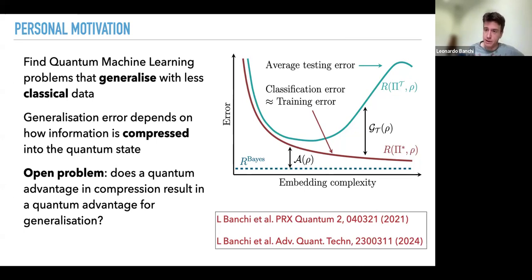What we showed in this series of papers is that this generalization error can be written in terms of an information theoretic quantity. And I was interested in understanding whether we can find quantum models that generalize better with less classical data. In our paper, we showed that the generalization error depends on how much the information is compressed into the quantum state. So the main motivation for me was to study whether a quantum advantage in compression, which is kind of what we get from these quantum simulators, results in a quantum advantage for generalization. I have to say that this is currently still an open problem for me, and this paper was more of an initial attempt in that direction.